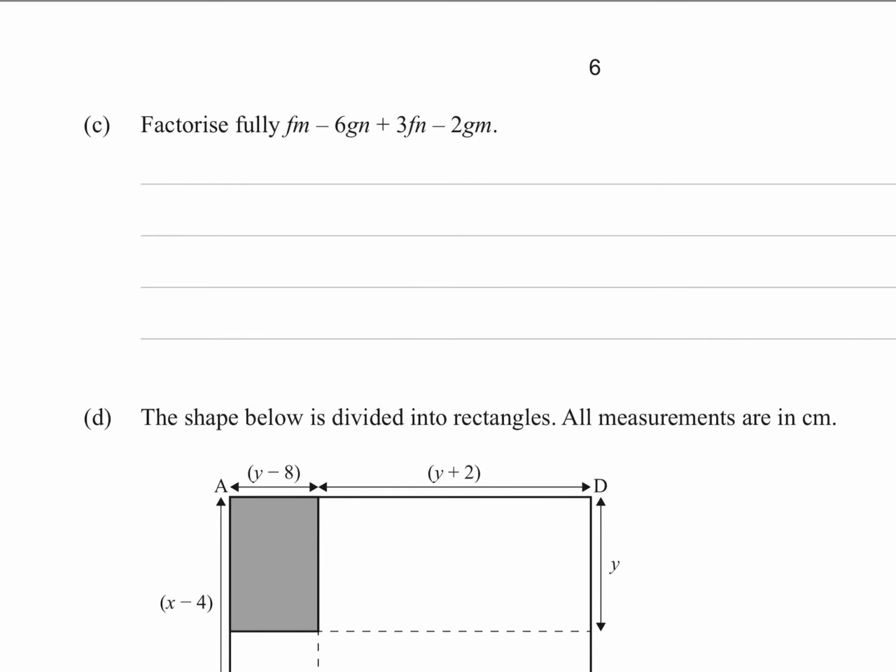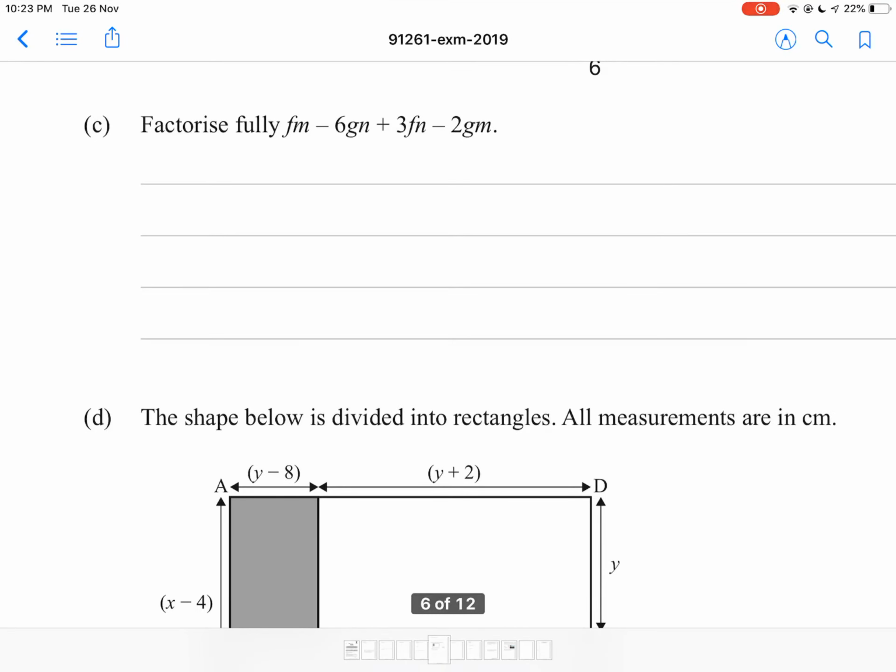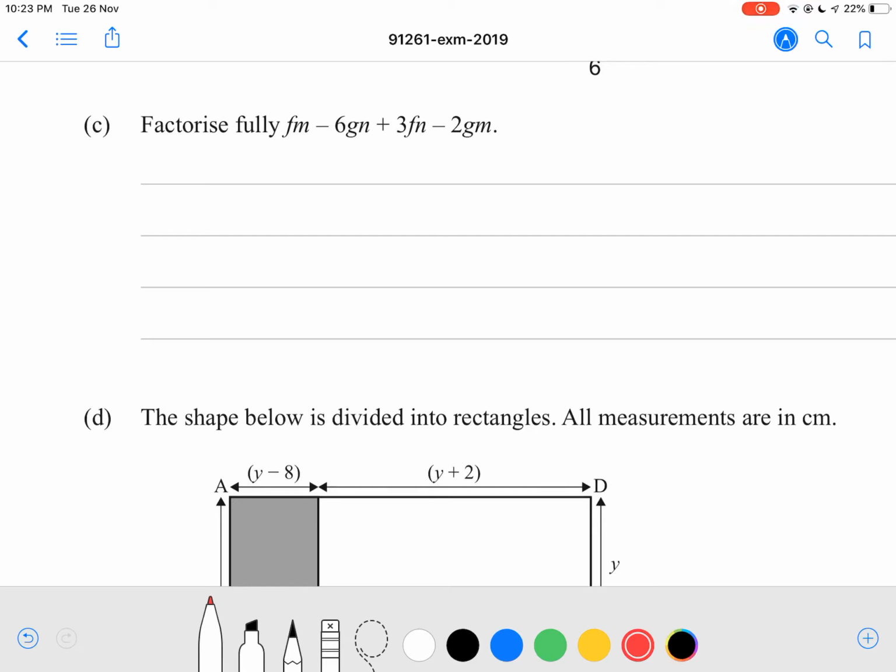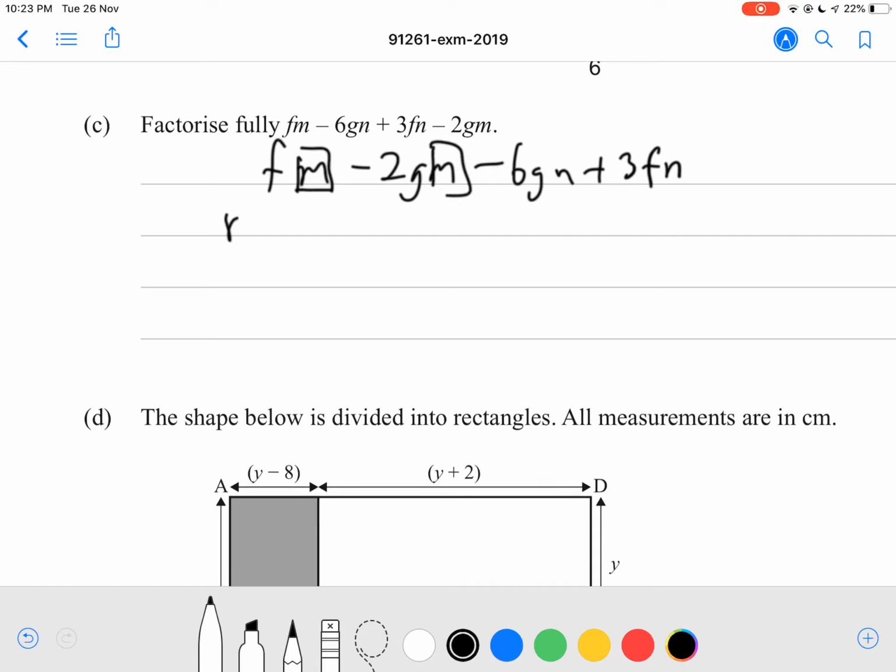So factorize fully fm minus 6gn plus 3fn minus 2gn. Alright, so the thing I like to do first is just move the m's together and n's together so we don't get mixed up in the future. So if we have fm minus 2gm minus 6gn plus 3fn. As you can see for this one, m is a common factor, so we can take it out. m times f minus 2g.